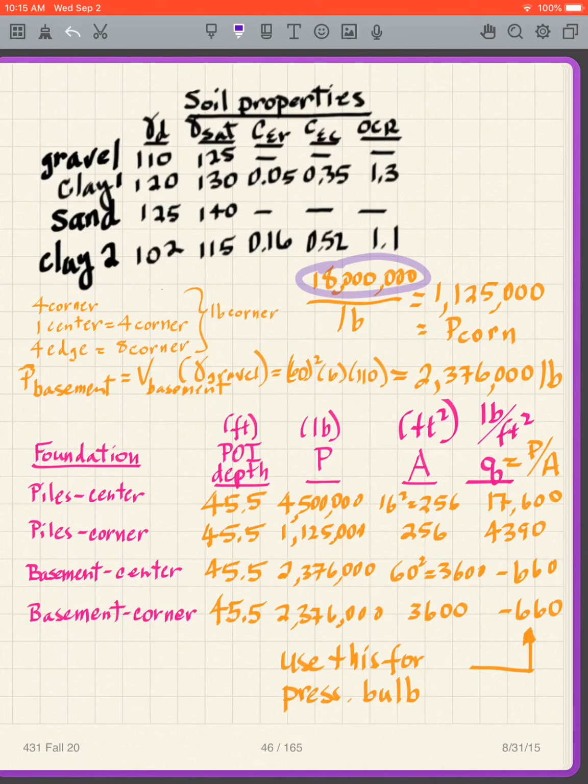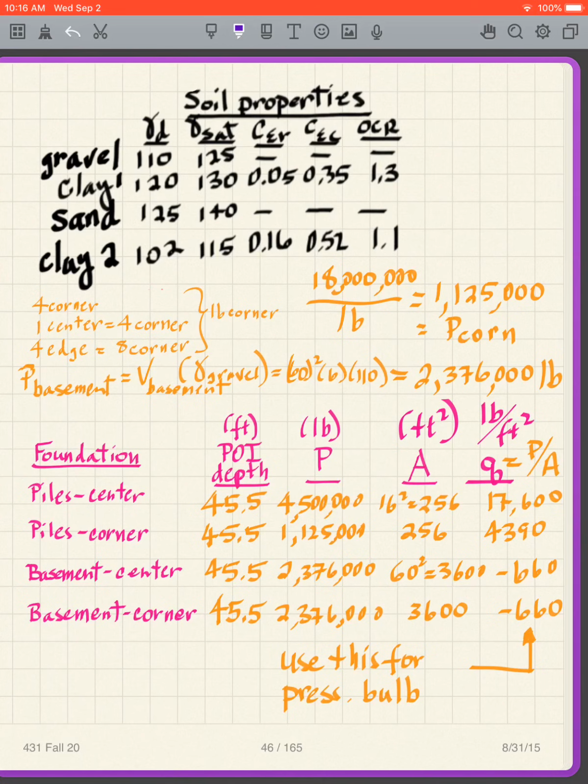The structure weight is 18 million pounds divided by the 16 corner columns. That tells us that the corner column load is 1.1 million. And that means that the edge is twice that, 2.2 million approximately. And the center column is approximately 4 times that, which is 4.4 million approximately. So that is for the column loads.